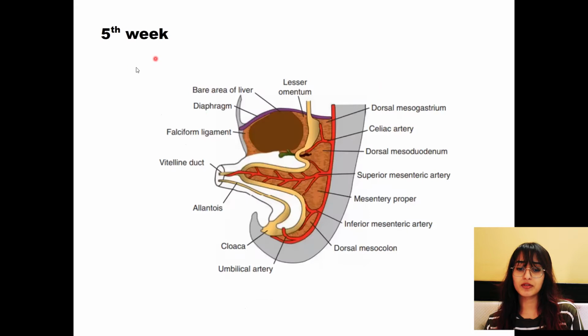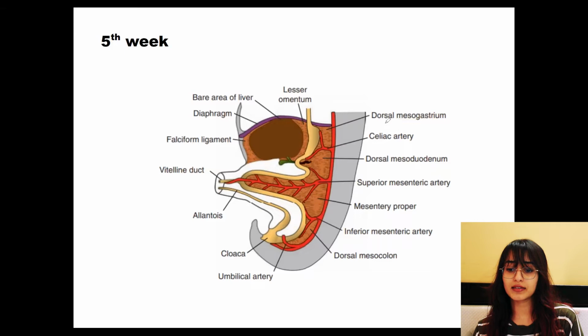So when we talk about the embryo at the 5th week, this is the sagittal section. You can see the dorsal mesentery at different levels. At the level of stomach, it is called dorsal mesogastrium. At the level of duodenum, it is called dorsal mesoduodenum. At the level of small intestine, it is called mesentery proper.